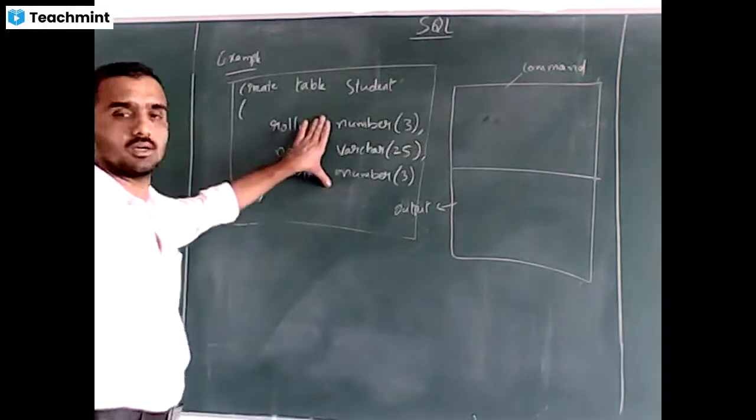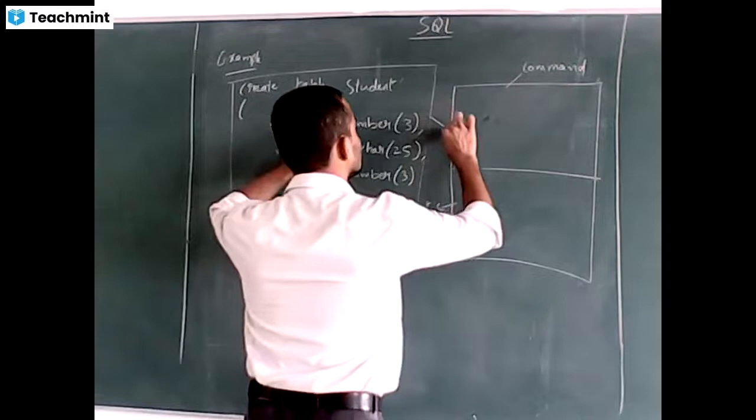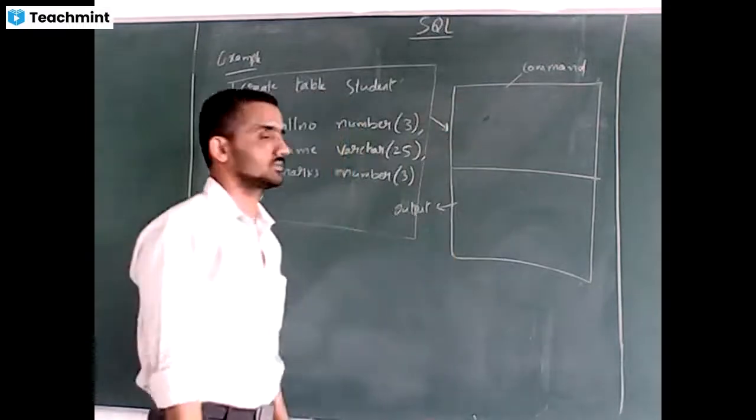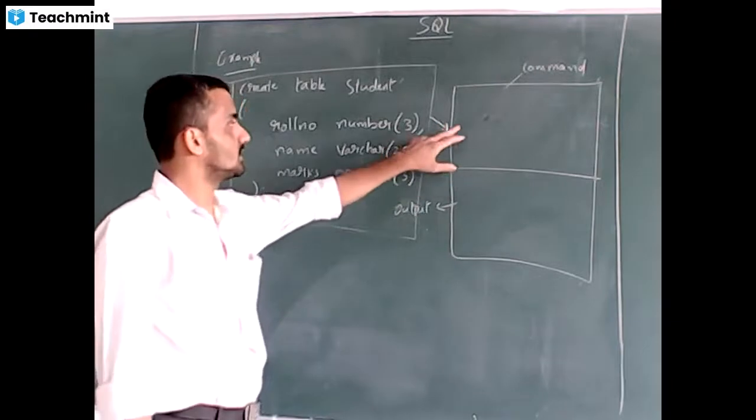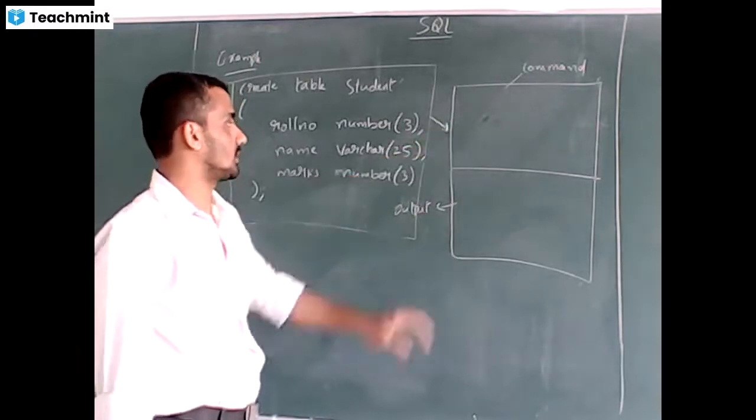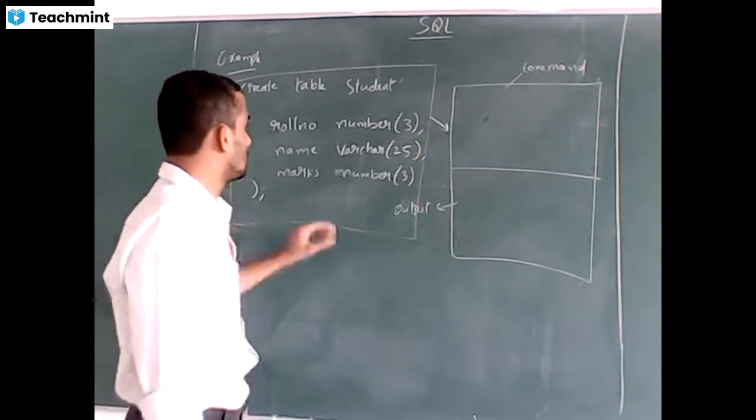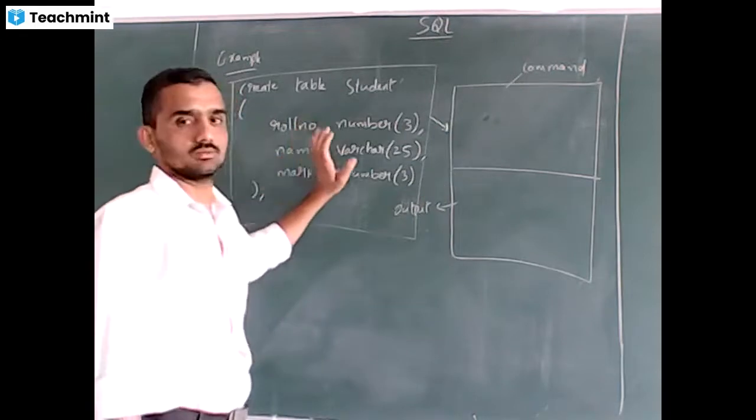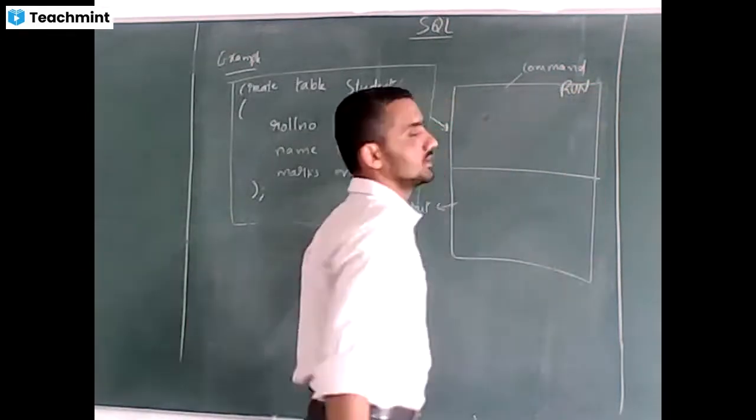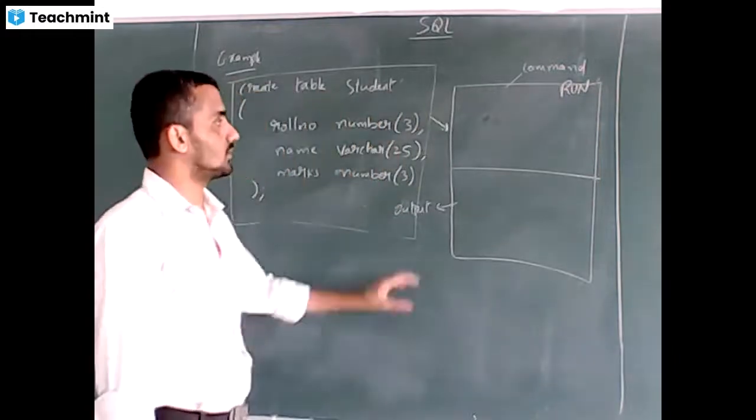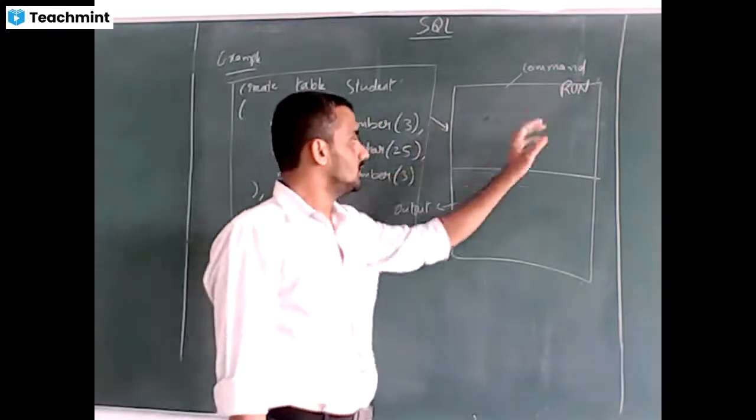And this complete command we will write on the top portion. We consider this as the Oracle software screen. Here we will write the SQL command. When this command is executed, I have to click on the run button, which is present on the top right corner of the software. If you click on the run button, here we will get the output.